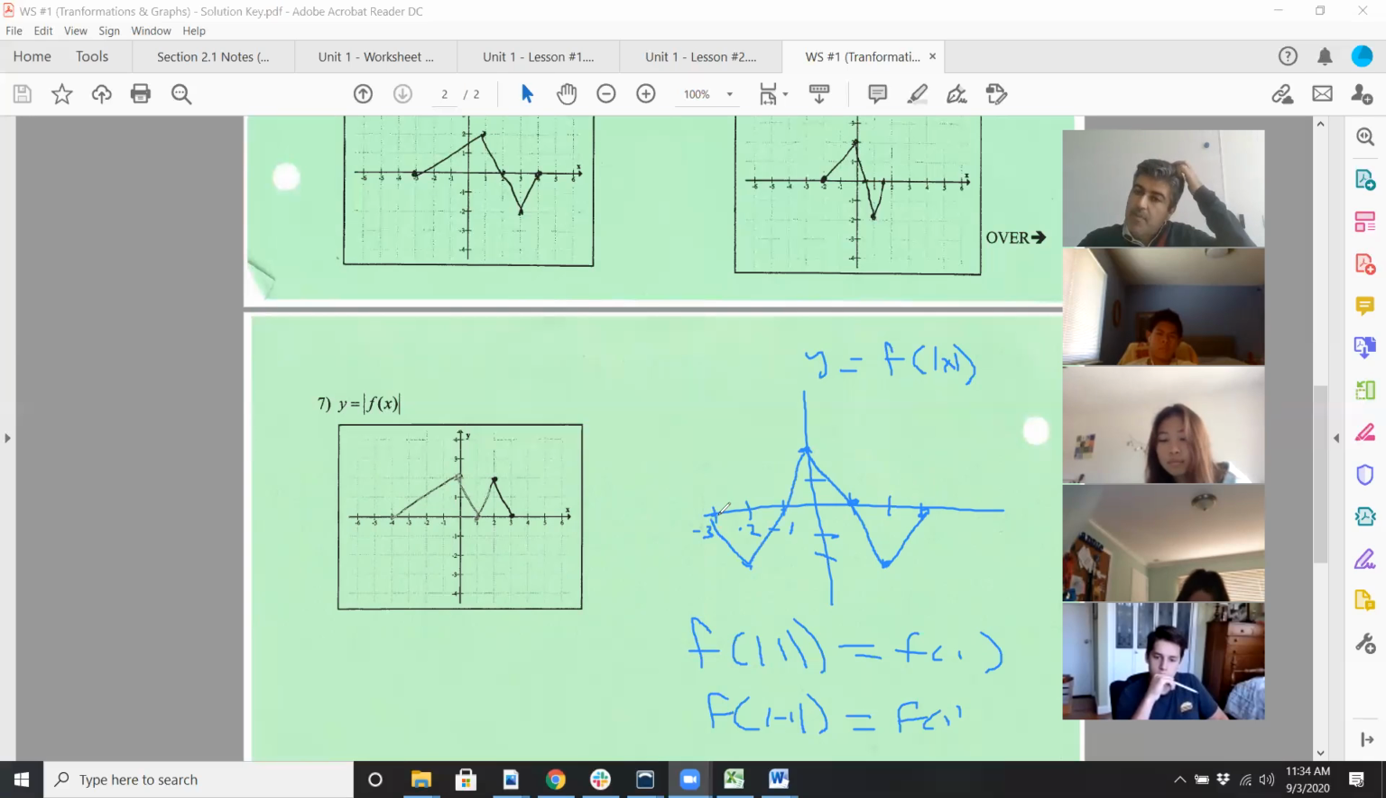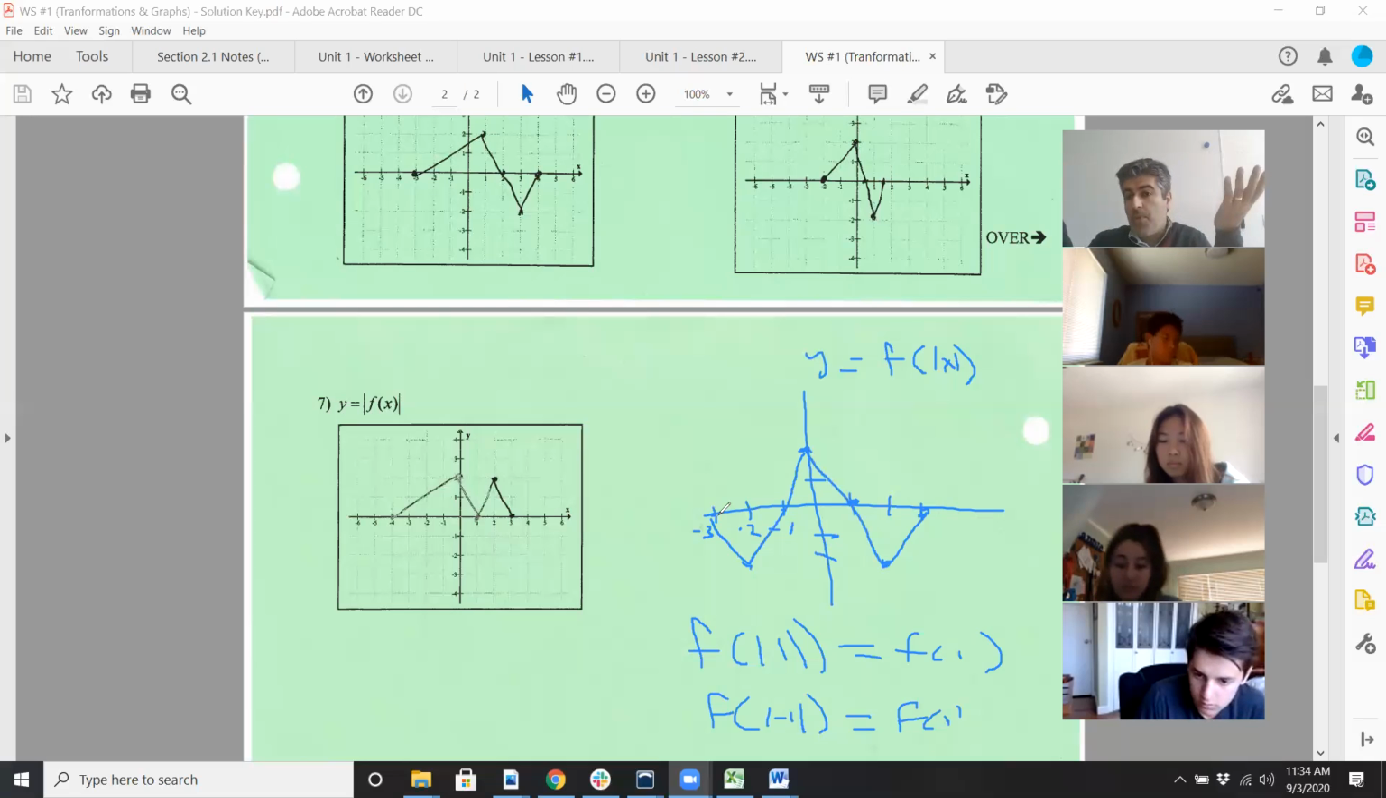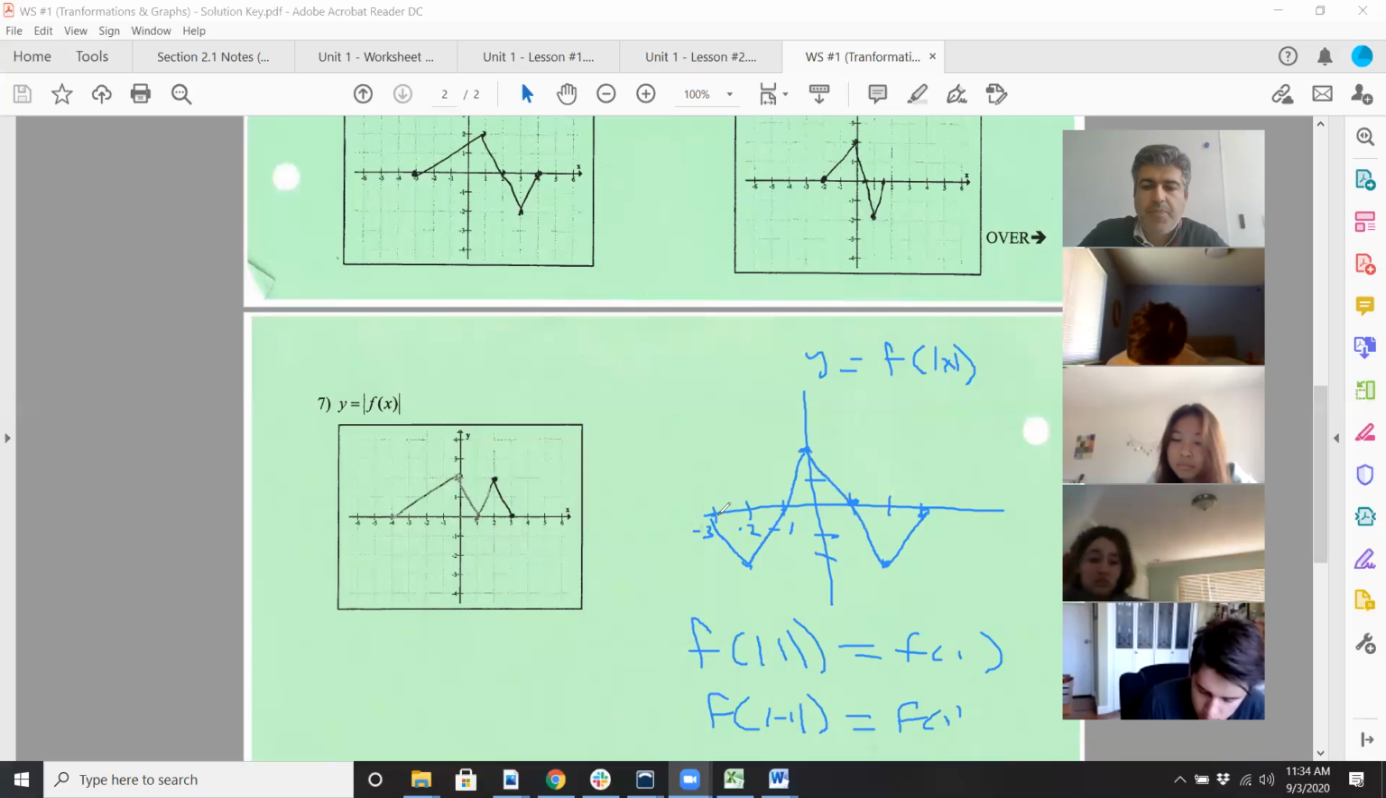That's what happens there. So that's the transformation: you take whatever was on the right side of the y-axis and repeat it on the left side. So whatever was on the left side originally is totally irrelevant now because you do an absolute value of x. So now your input's always going to be positive or 0. So those are a little more tricky.